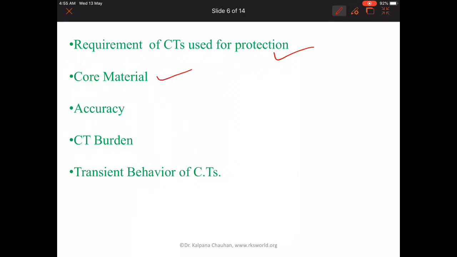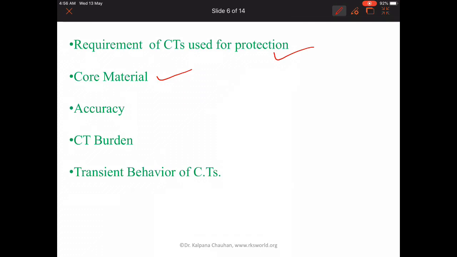Second is what type of core material we use for the current transformer in the protection system. Here, sometimes cold rolled grain oriented silicon steel, which has high permeability, high saturation level, reasonably small exciting current, and low errors, is used for the core of current transformers. Such core material has reasonably good accuracy up to 10 to 15 times the rated current.